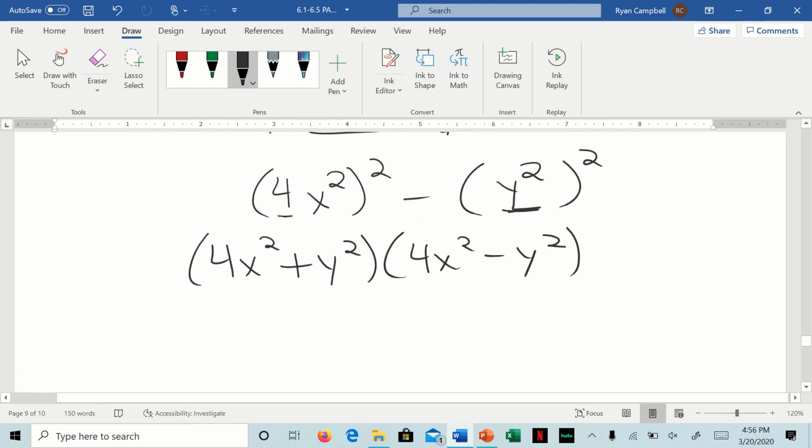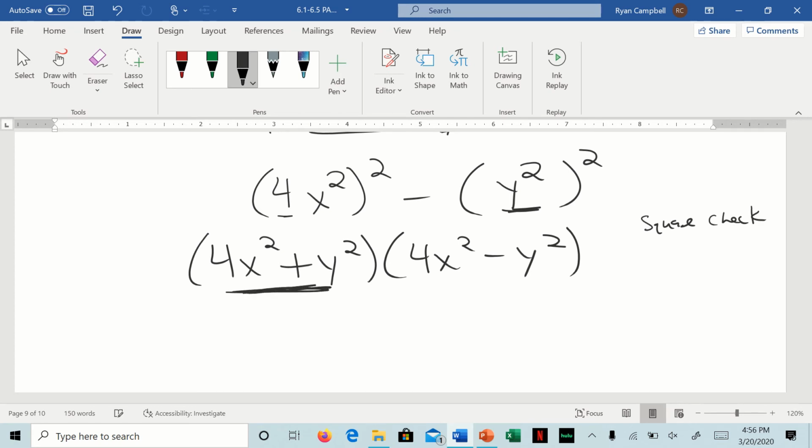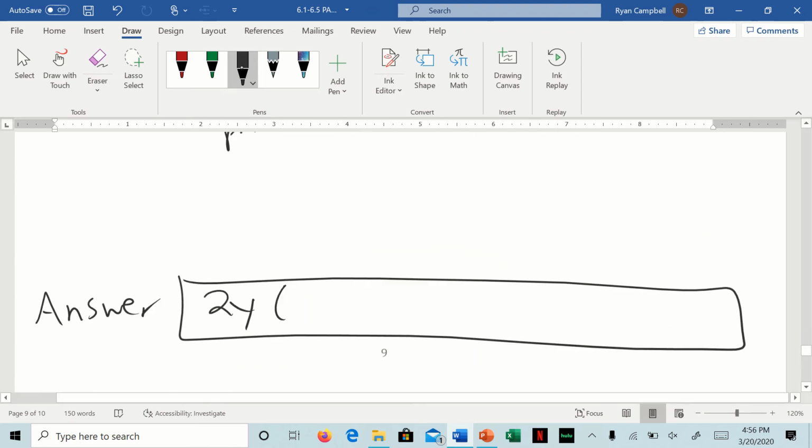Now, you do have to check these, right? Remember, I only said it wasn't for cubes, but this is squares, and so for squares, you do have to check. So, you don't have to check the positive. The positive is okay. There is no such thing as a sum of squares, right? So this is prime. The sum of squares doesn't exist. So we do have 4x squared plus y squared. That one's okay.